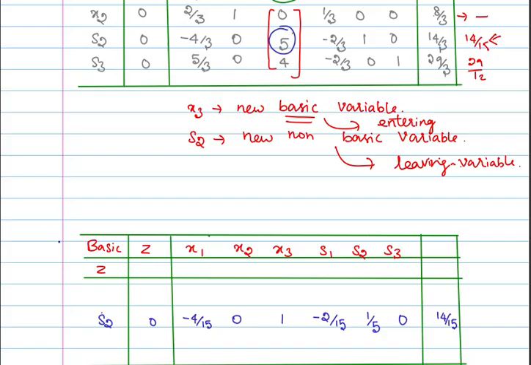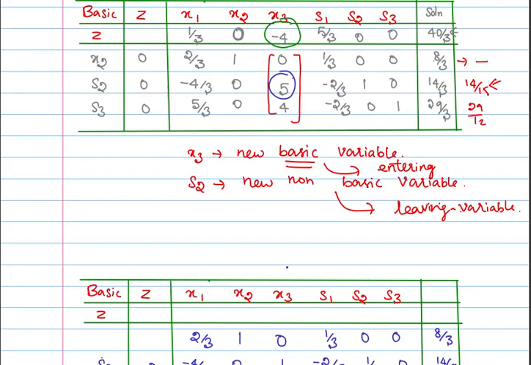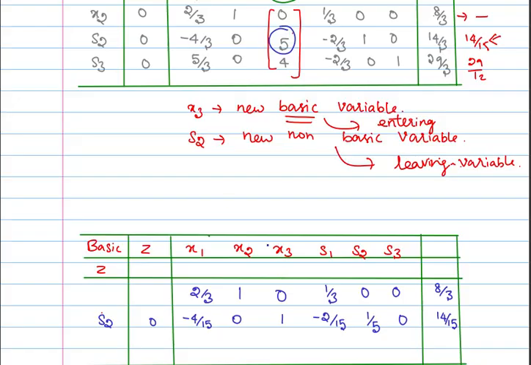This is R2. Now I want to make this entry 0 as well. See the advantage here: 0 is already there, so you directly write R1 as it is: 2 by 3, 1, 1 by 3, 0, 0, 8 divided by 3. Similarly, here also 0 should be there, but minus 4 is there. So the new R0 is R0 plus 4 times R2. Then only this entry becomes 0.